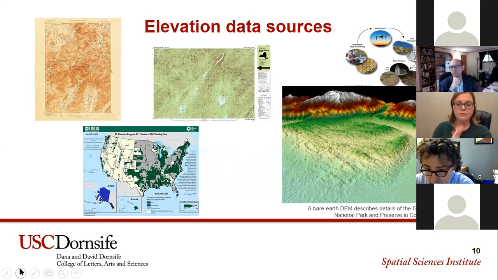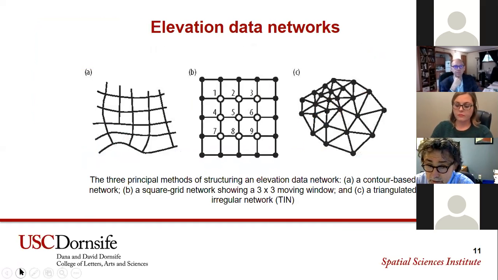Next. To do so, you've got to think of how to structure the elevation data network. The favorite trick so far is to use a 3x3 moving window on top of a square grid.